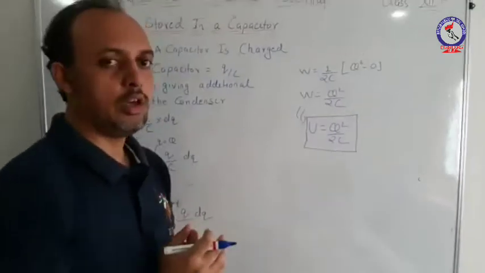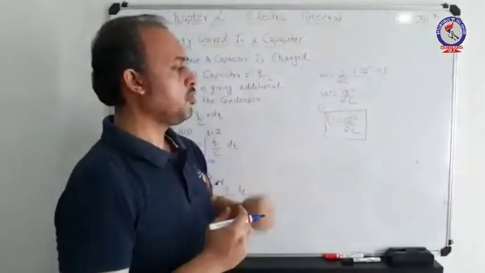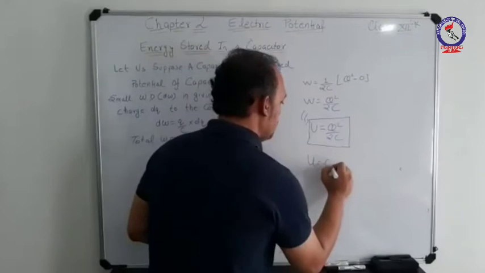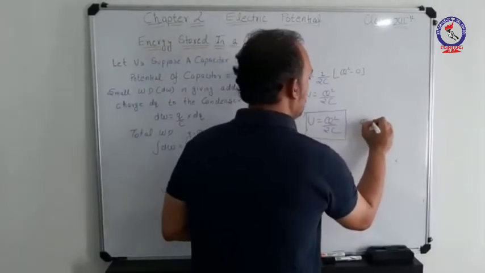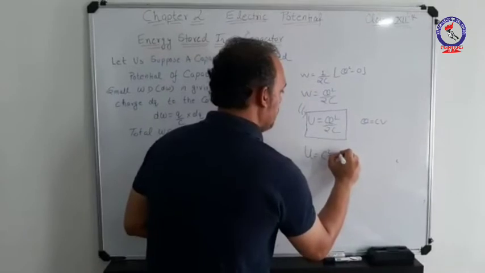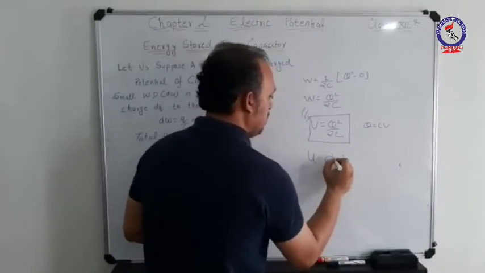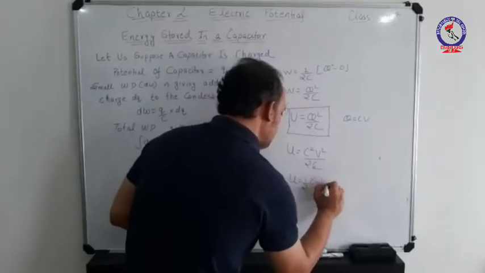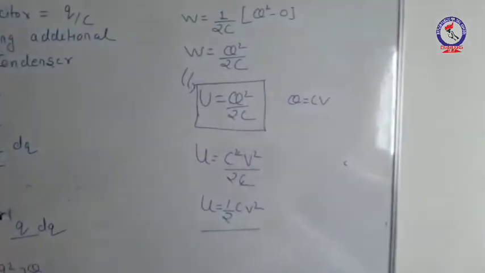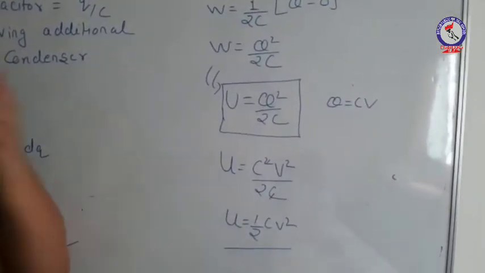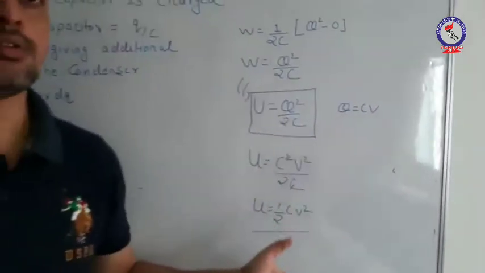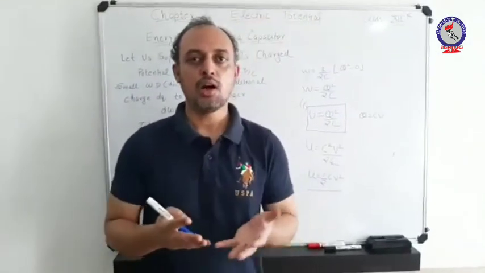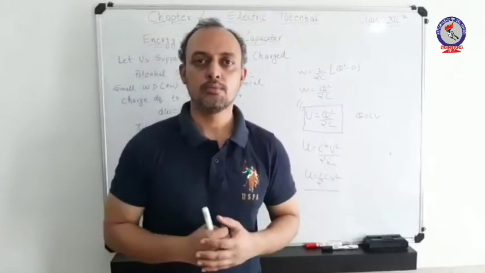This expression can be expressed in various forms. If you substitute Q equals CV, what do you get? Substituting Q equals CV, you have C square V square by 2C. C and C get cancelled. We have another expression for the energy stored in a capacitor as half CV square. So energy stored in a capacitor can be expressed in various forms. What is important is that you should remember how you are calculating that particular expression.